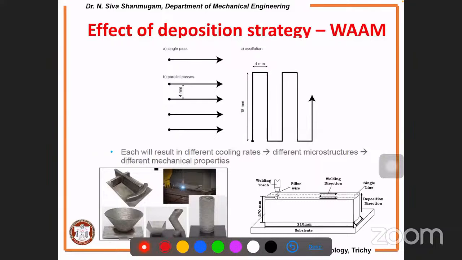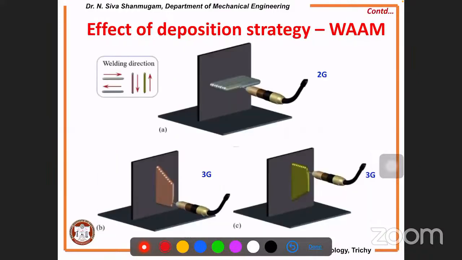Sir, I want only the equiaxed. I want only the columnar. I want only the planar. So according to the dendrites you need, you can use the strategy. You use the manipulation technique.